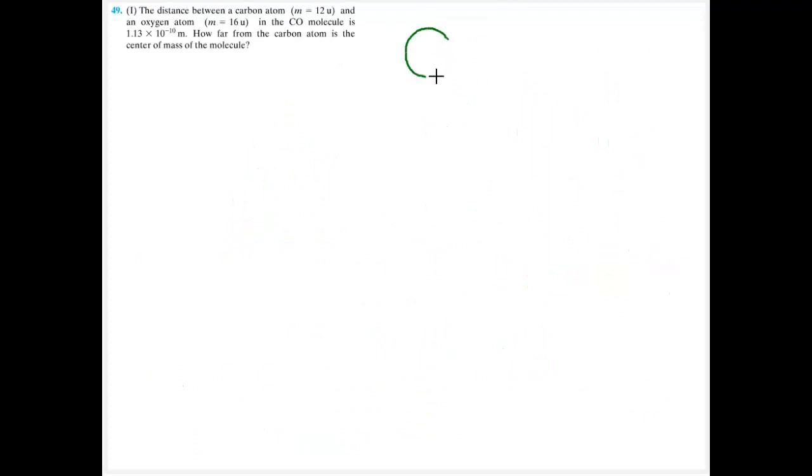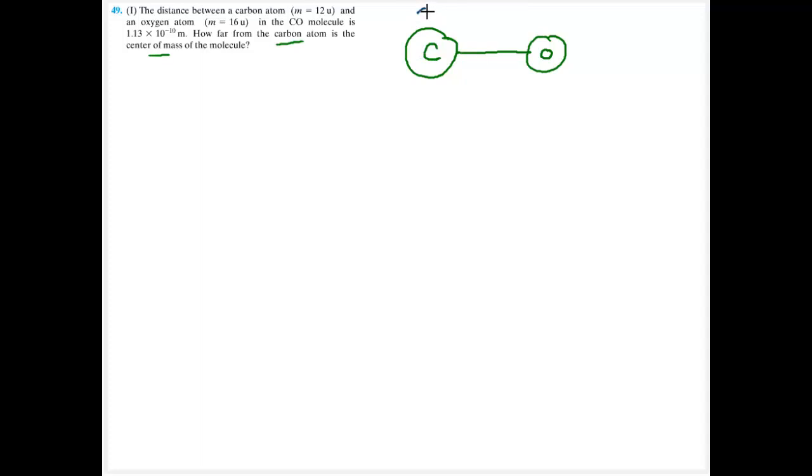Lastly, a sample center of mass calculation. Here I'm going to have a CO molecule, so it's going to be a carbon and an oxygen, and I know what the distance in between them are. And I'm asked how far away the carbon is from the center of mass of the molecule. I know what the relative masses are in terms of atomic mass units.